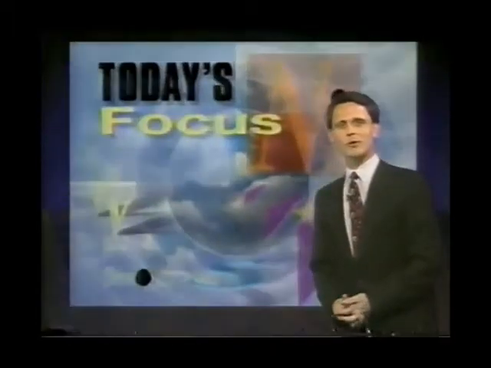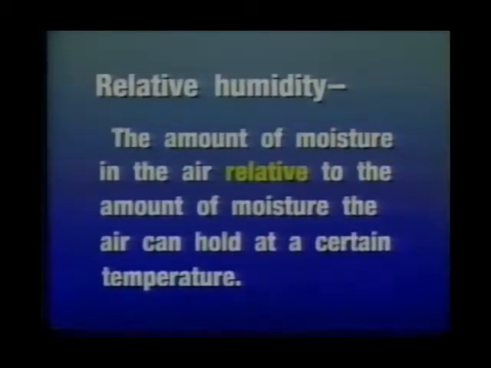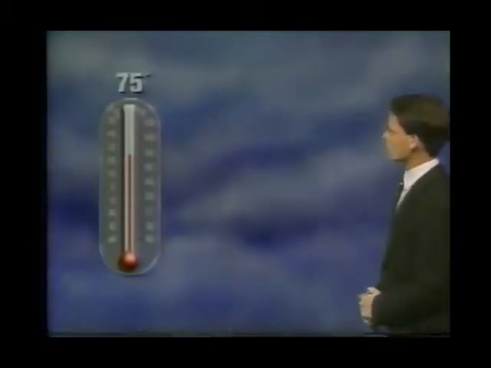Today dealing with relative humidity, and simply put, the relative humidity is the amount of moisture in the air relative to the amount of moisture the air can hold at a given temperature. So a couple of examples here for you now. Air temperature, for instance, being 75 degrees, say the actual dew point temperature, the temperature at which that saturation occurs, is 52 degrees, makes the relative humidity running at about 45%.